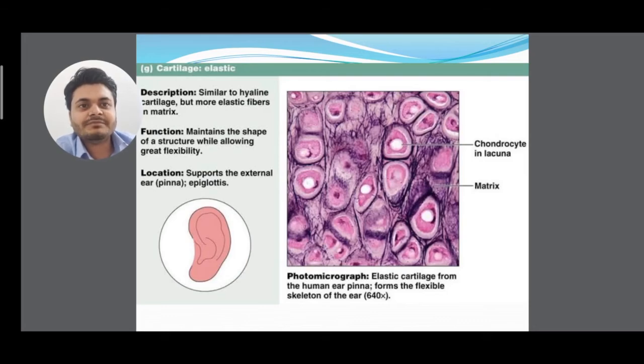And what is the function? It maintains the shape of a structure by allowing great flexibility. Cartilage is flexible in nature, whereas bones are very rigid and hard, isn't it? Bones cannot bend, whereas cartilage can be bent. You can see here. Clear?